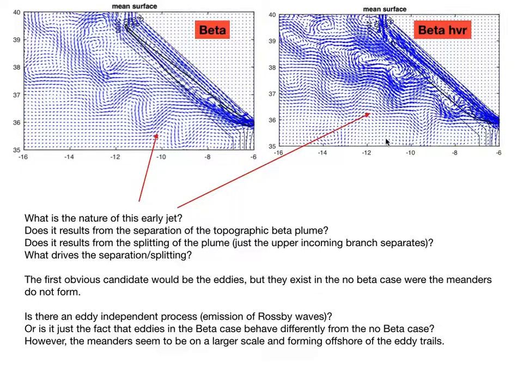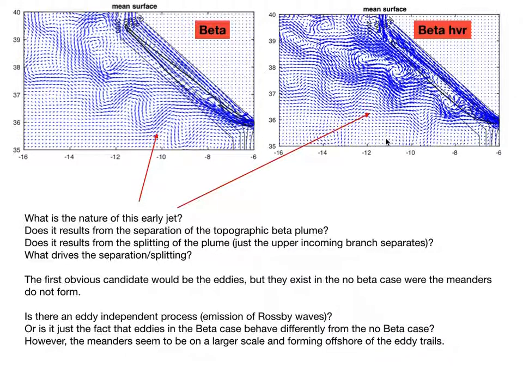So the question now is, what is the nature of this offshore flow? We see that, at least apparently, there is no clear connection with the eddies. We have eddies as well in the no beta case, but we don't have this flow being generated offshore. So what's the process of generation of this flow?